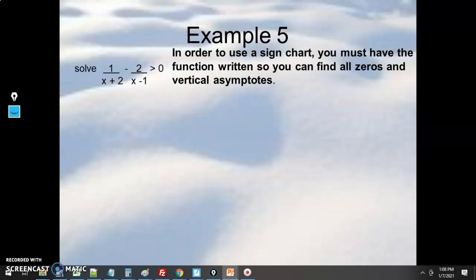Well, in order to figure out the zero, you have to combine these two fractions as one. So you need to figure out a common denominator, which is x plus 2 times x minus 1. You multiply each fraction by the factor that is missing. The first fraction, x plus 2, is missing the factor x minus 1, so I multiply the top and bottom by x minus 1. The other one's missing the x plus 2, so I multiply the top and bottom by x plus 2.